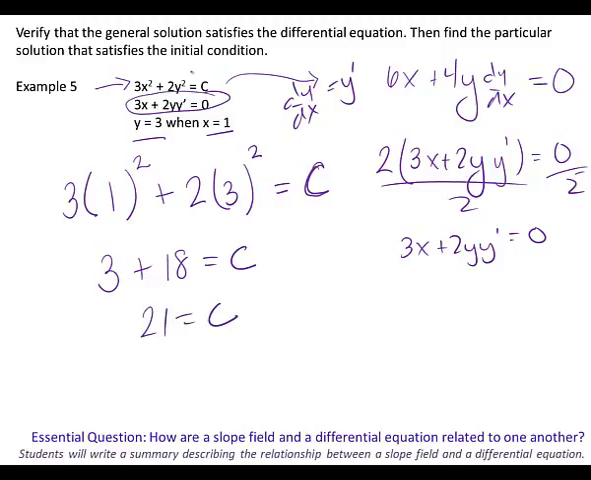So now what you do is you go back and you rewrite this and put the constant value in. So 3x squared plus 2y squared equals 21. So that's what you would get as your final answer. I have to rewrite it again, but plug what we solved for C in. You're going to do that on the AP test on a free response at least once.